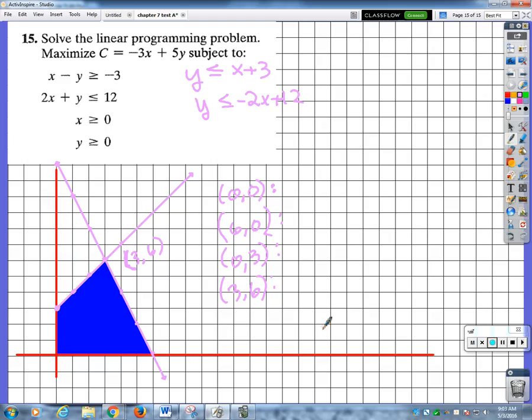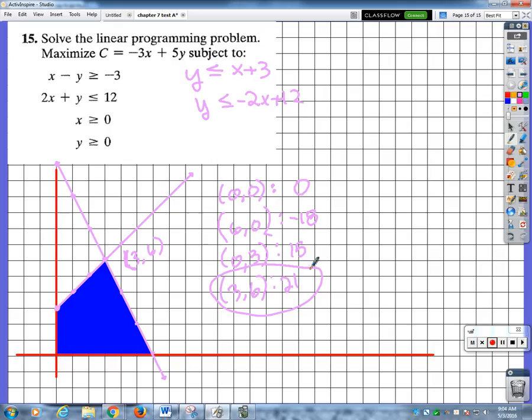Okay, so plug those all in there. I get 0 for that one, so we didn't really have to do that one. If I plug this 6, 0 in there, I get -18. If I plug 0, 3 in there, then I get 15. And if I plug 3, 6 into there, I get -9 plus 30, which is 21. So even with the negative, that one worked. So this is going to be the maximum. So it's c equals 21 at 3, 6.